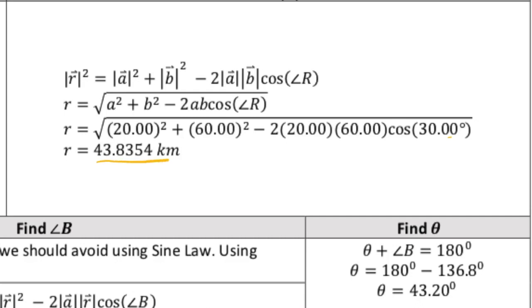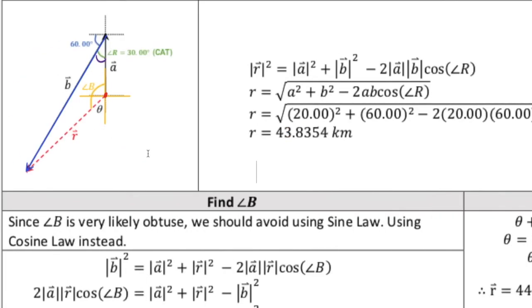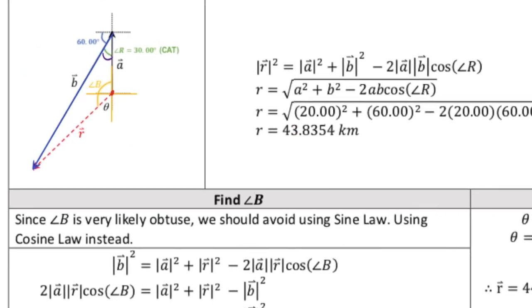43.8354. I do want to point out that our final answer will reflect the 4 sig figs. But for your interim calculation, carry more of the decimal places. And if you can, keep it stored in the memory of your calculator, because that will result in less rounding error at the end. Now that we have the magnitude of R, we have to find, ultimately, theta.